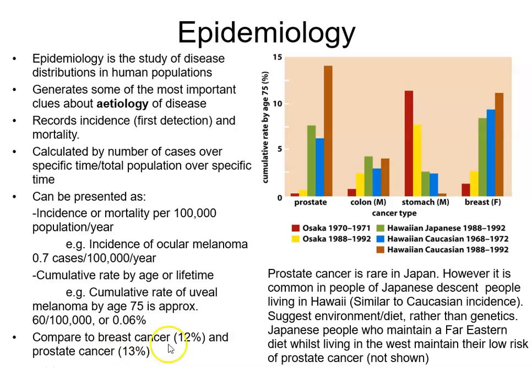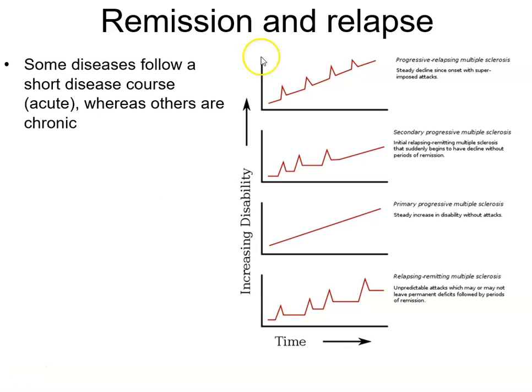This is the breast cancer and prostate cancer frequency. So you will see epidemiological data expressed in lots of different ways depending on what point is trying to be shown. So I'm going to move on to a couple more pathological terms that are really relevant to disease. That's remission and relapse. Now, some diseases will follow a short disease course. We'll call that acute. Others are chronic, and that's a more long drawn out disease course.